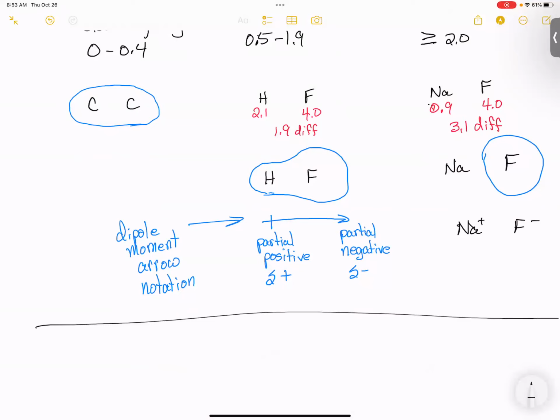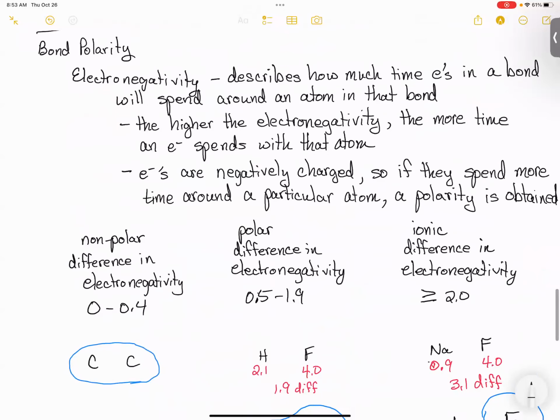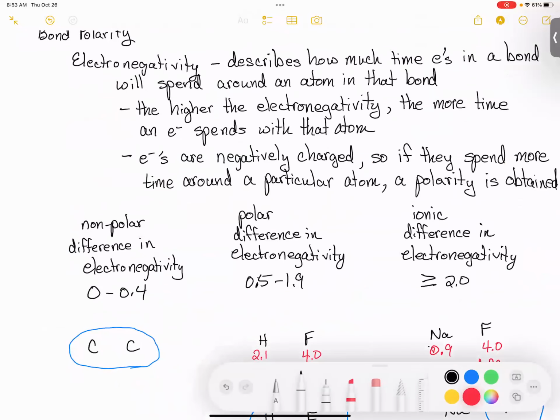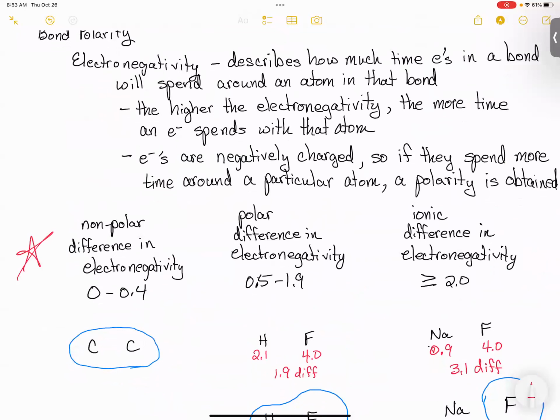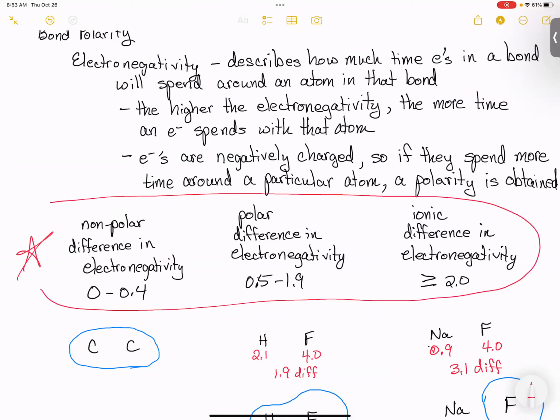The way it would be asked on a test, number one, you're given your table of electronegativities. And I'll ask, is this bond polar, nonpolar, or ionic? That's all there is to it. But you have to know. So what do you have to know to be able to answer the test? That. You have to know these differences to be able to answer the test.